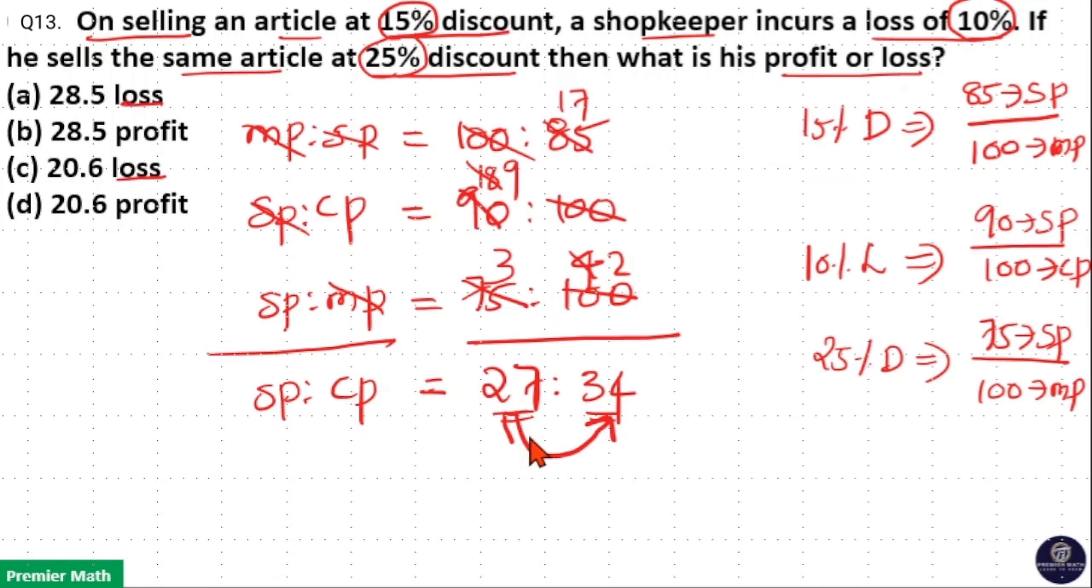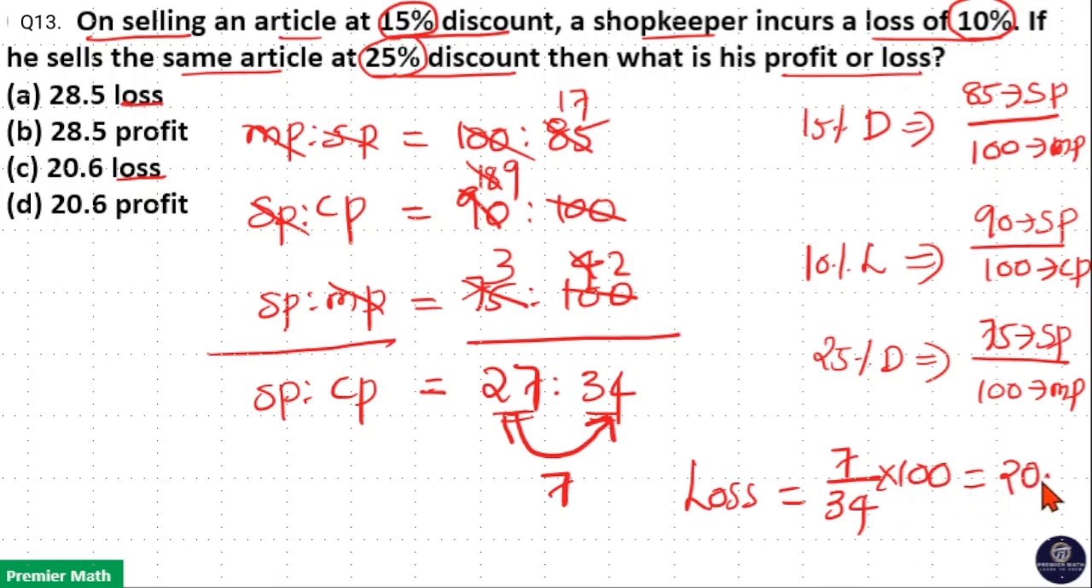Here the difference between sell price and cost price is 7 parts. So 7 is how much percentage of 34, that will be your answer. So here loss is equal to sell price minus cost price, 7 parts, out of this 34 parts cost price, into 100. So 7 is how much percentage of 34? That is your answer. 700 by 34. Here 34 goes 2 times in 70, remaining 0.